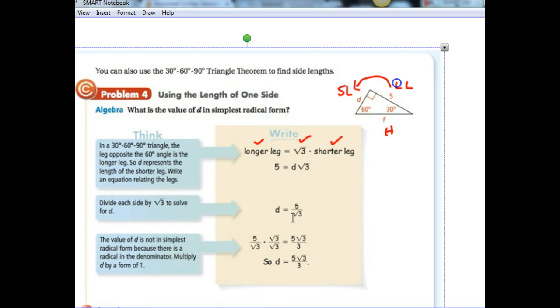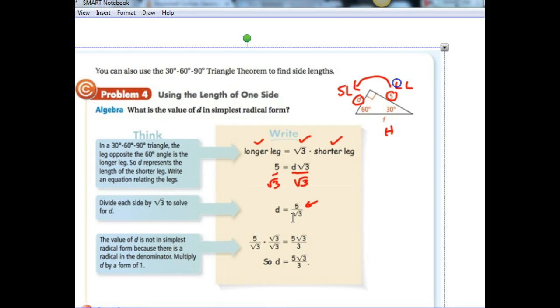So, in this particular picture, if the long leg is 5 and you're trying to find out what D is, you simply substitute 5 in, set it equal to, they're calling it D, but D times the square root of 3. You'll see that you're going to divide both sides by the square root of 3, which is going to leave you with 5 over the square root of 3.